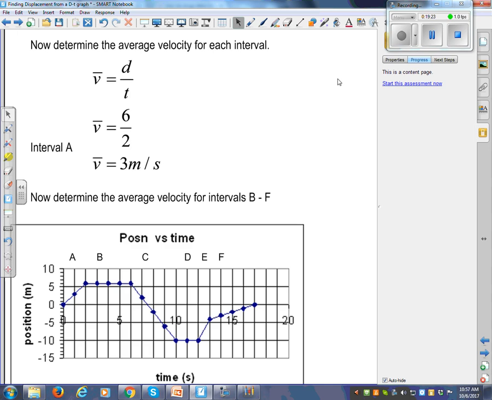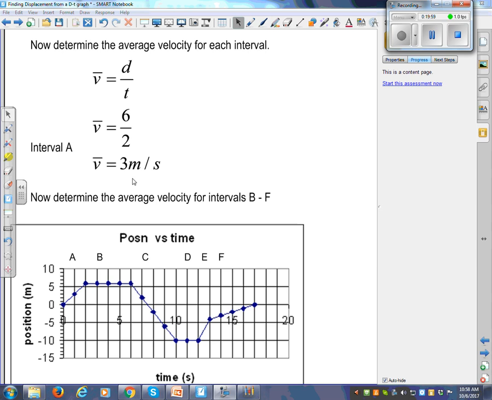Okay, now you have to determine the average velocity for each interval. How do you find average velocity? The formula is displacement over time. So interval A, are you guys on the right page? In all cases, you're going to take the displacement and divide by the time. The interval A displacement was 6 because we figured that out already. How long is interval A? It's from 0 to 2 seconds. So 6 divided by 2 is 3 meters per second.